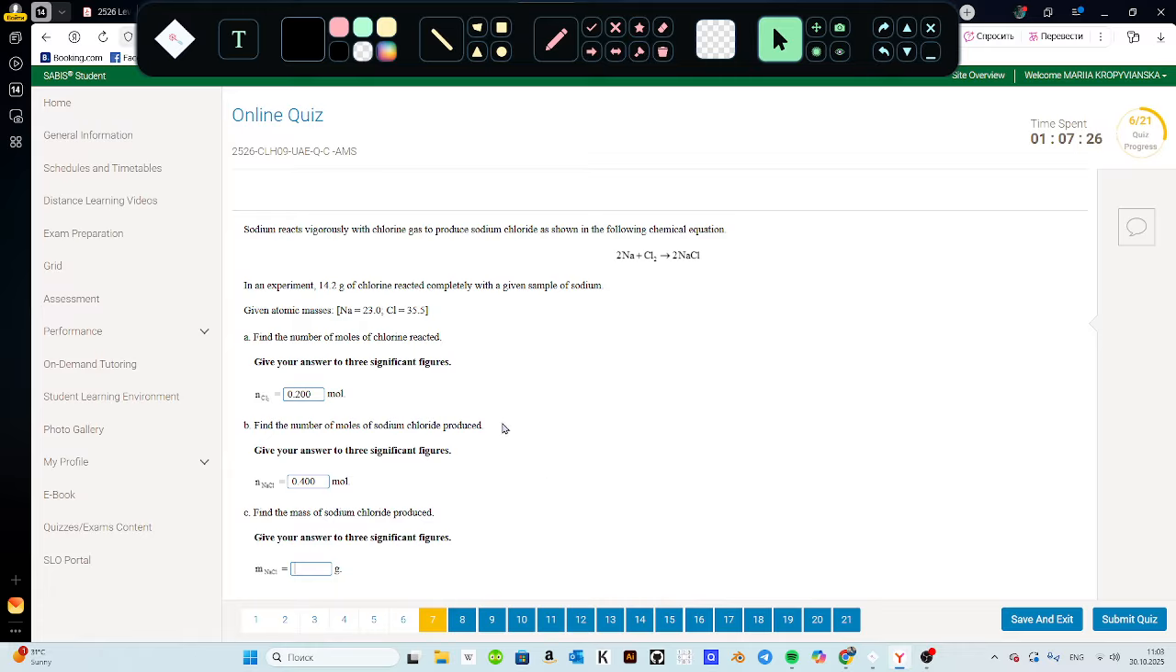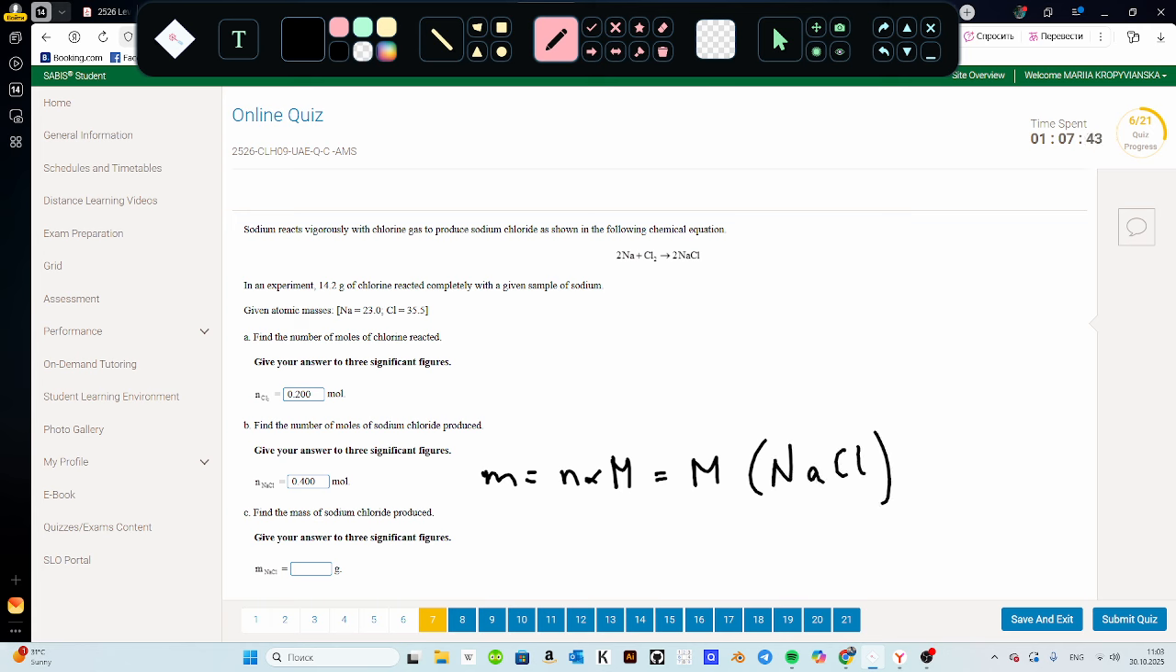We're going to be finding the mass by multiplying number of moles times molar mass. So our mass is NaCl. So that's what we're trying to find. That's our molar mass. So 23 plus 35.5, because we know that the mass of reactants on one side and the mass of products on the other side is equal. So that gives us 58.5. That's how we found our molar mass.